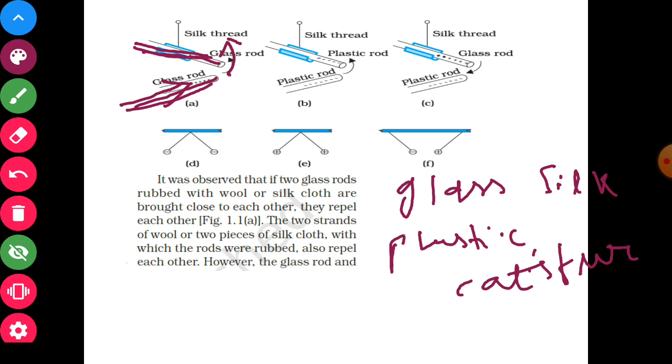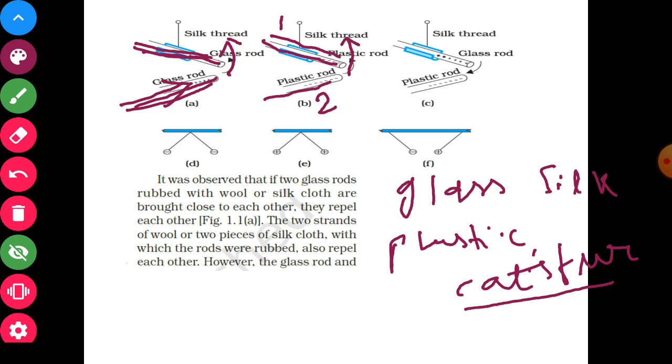Say, for example, one plastic rod is kept which is rubbed with cat's fur. If you bring another plastic rod close to this plastic rod, say this is the first plastic rod, this is the second plastic rod, both rubbed with cat's fur, then the rod which is tied with the silk thread will be repelled.